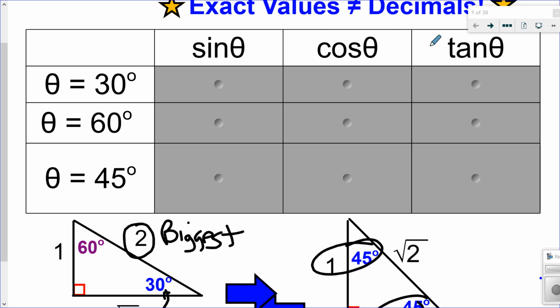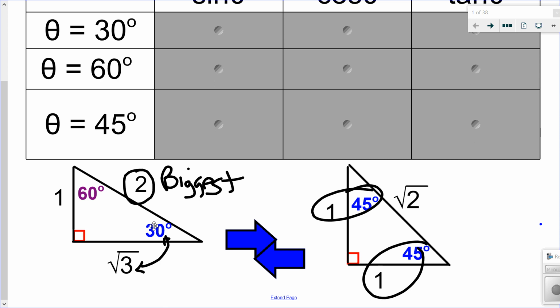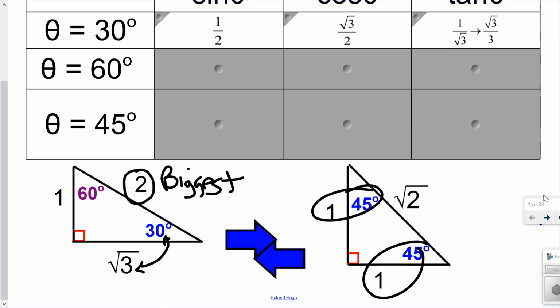Okay, so if I look at the exact value of, let's do 30 degrees. For the base angle of 30 degrees, sine is opposite over hypotenuse, 1/2. Cosine is adjacent over hypotenuse, root 3 over 2. Tangent is opposite over adjacent, 1 over root 3, but we need to rationalize that by multiplying top and bottom by root 3.